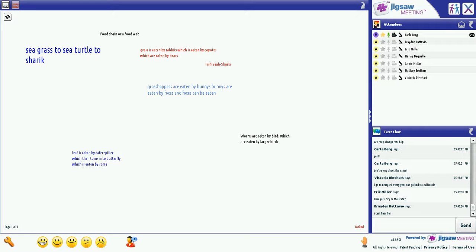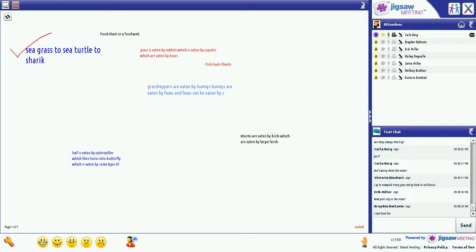All right, these are some awesome food chains. We have, oh no, someone's got deleted. Seagrass to sea turtle to shark, very good. A leaf is eaten by a caterpillar, which turns into a butterfly. We're going to add to this one. Which is eaten by a bird. Oh, go ahead, whoever that is. You can go ahead and finish that one.